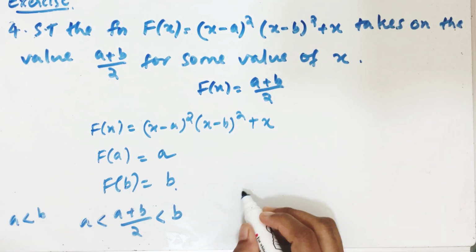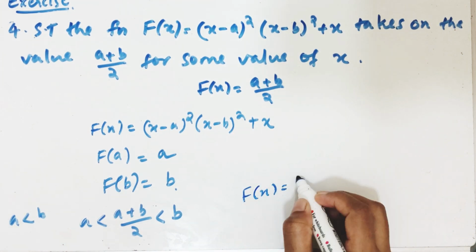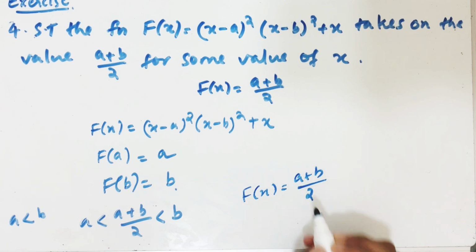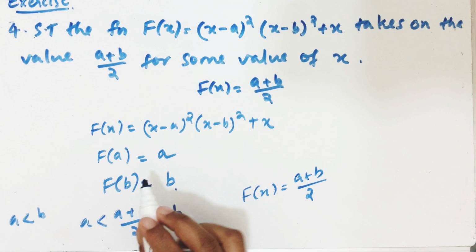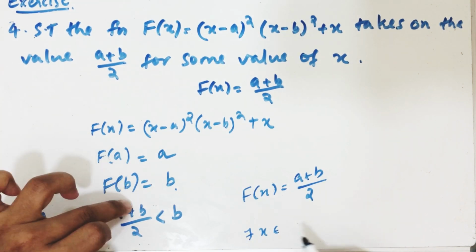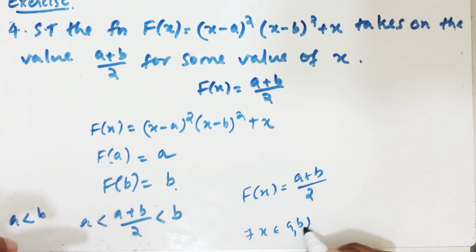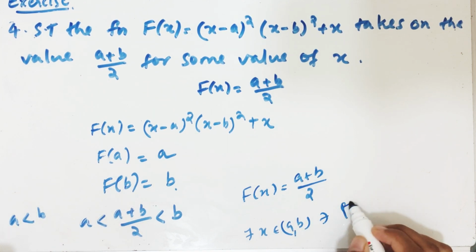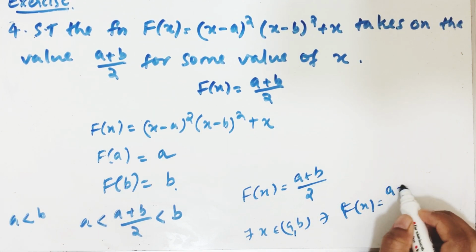That is, f(x) is equal to (a plus b)/2 for some x. And also we can say this x lies between a and b. There exists an x in between a and b, such that f(x) is equal to (a plus b)/2.